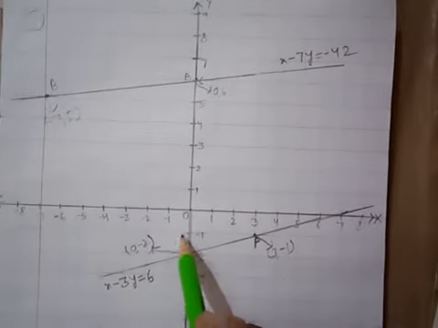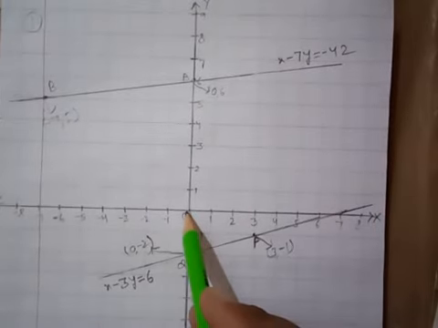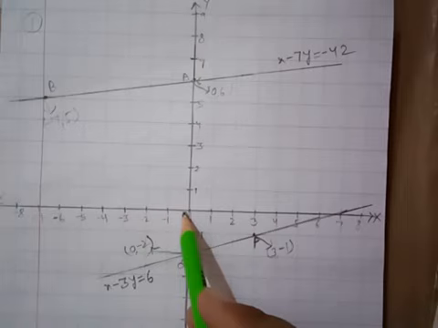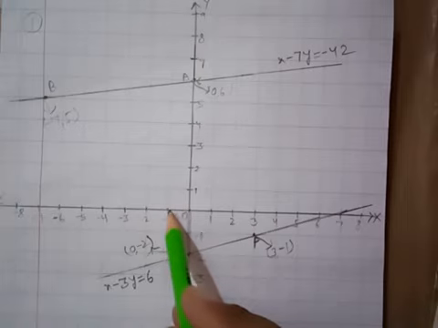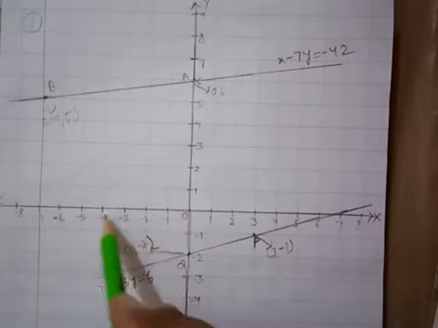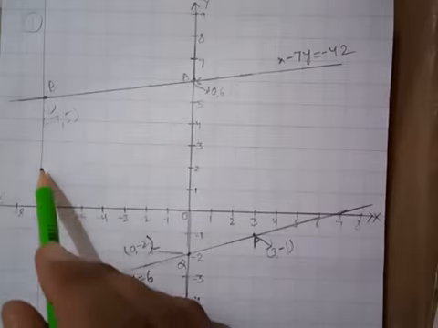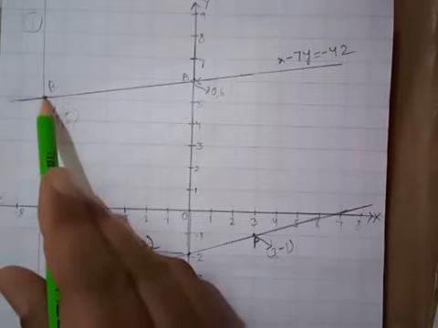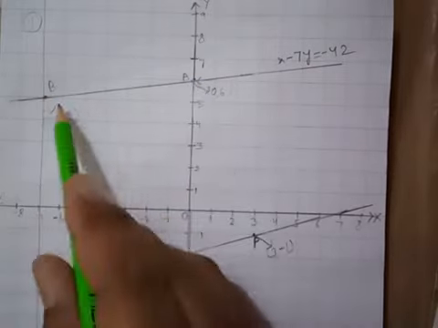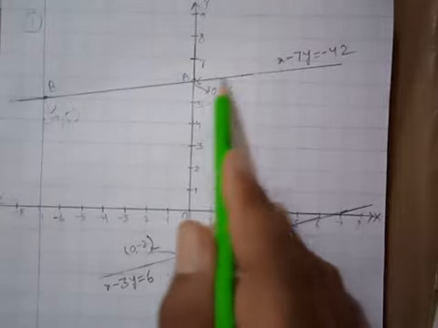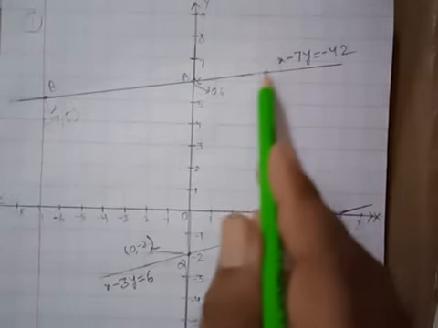Start from 0, minus 7 means go in the negative direction of the x-axis: minus 1, minus 2, minus 3, minus 4, minus 5, minus 6, minus 7, and plus 5, go upside, 1, 2, 3, 4, 5. This is point B, and this is point A. Join these 2 points, and we get a line.